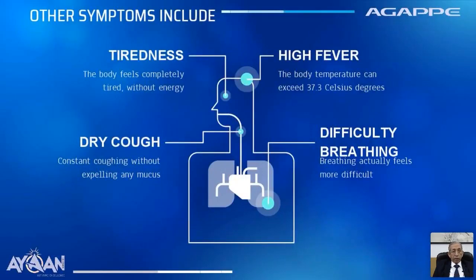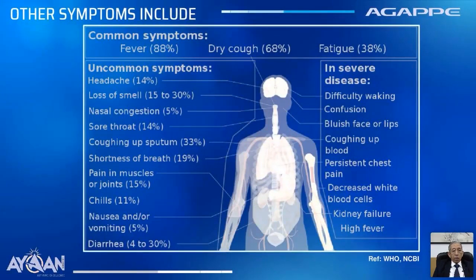Then the symptoms of the disease include tiredness, high fever, dry cough, and of course, in the later stages, when the disease goes into a bad shape, there will be difficulty in breathing, because at that moment the person will have pneumonia-type difficulties and breathing will be difficult. The most common symptoms are shown in the upper part: fever 88%, dry cough 68%, and fatigue 38%. There are many uncommon symptoms given here, but in the lower left side you can see vomiting, diarrhea, etc. These are gastrointestinal symptoms.